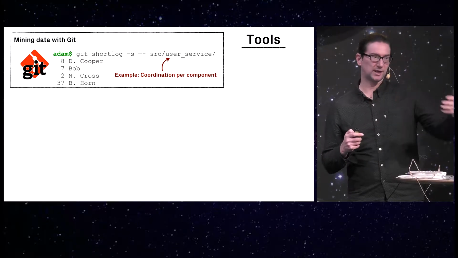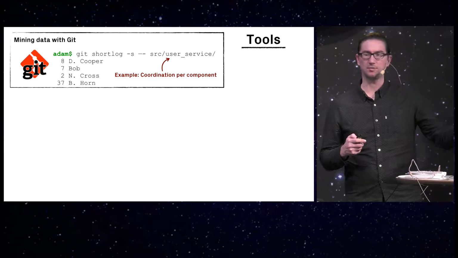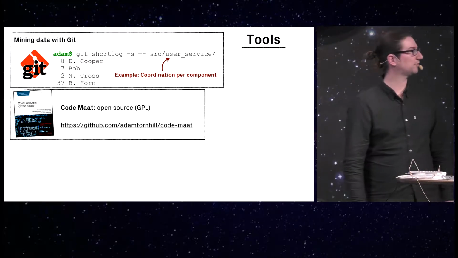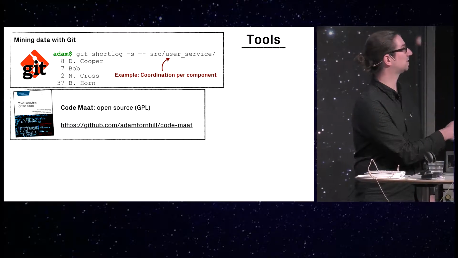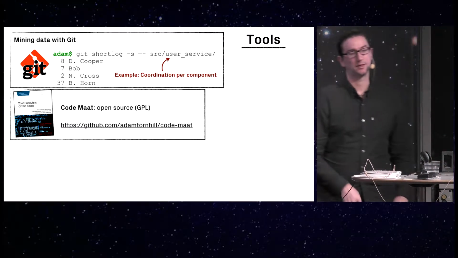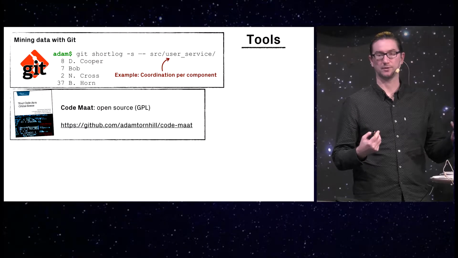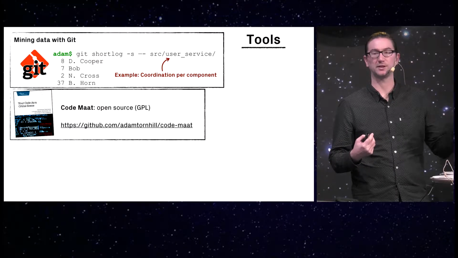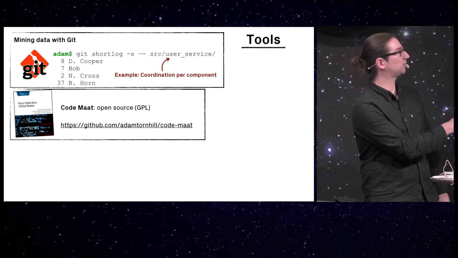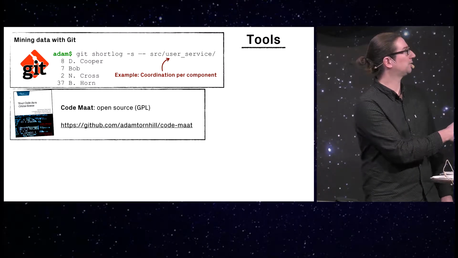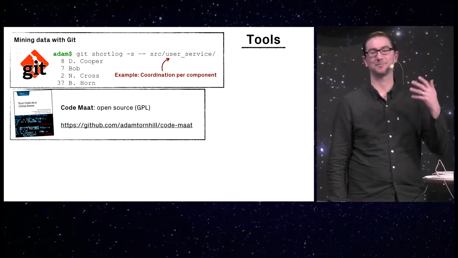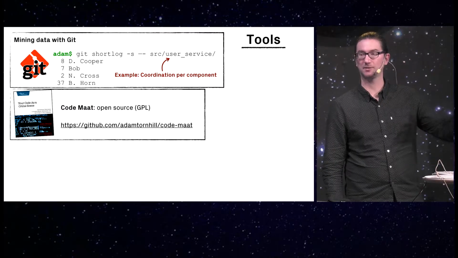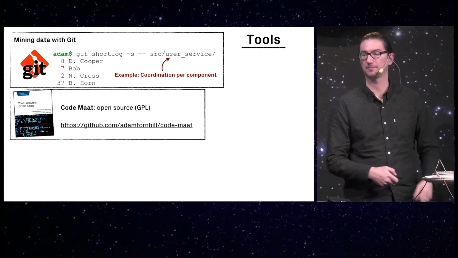Once you want to analyze systems that are a little bit more complex, one possible option is an open source package called CodeMat. It's a tool that I wrote a couple of years ago, I think 6 or 7 years ago, as part of my previous book, Your Code is a Crime Scene. CodeMat is still available. I still maintain it, and it's entirely free.